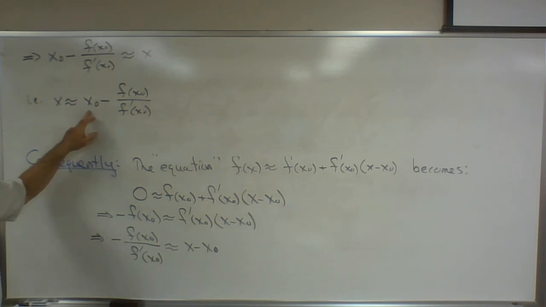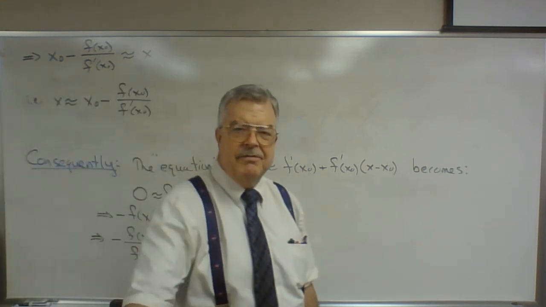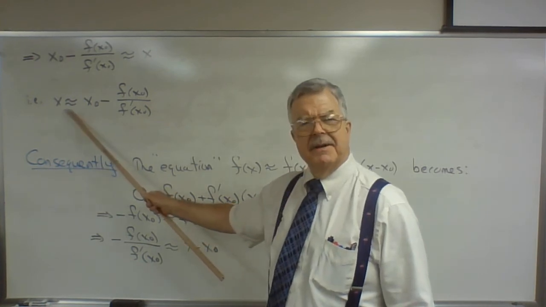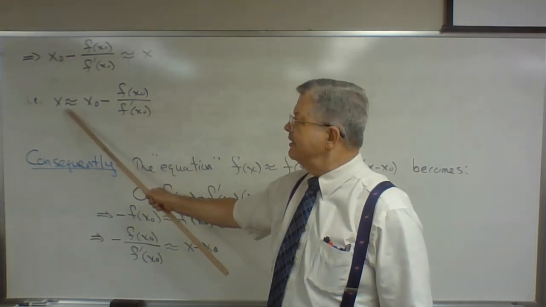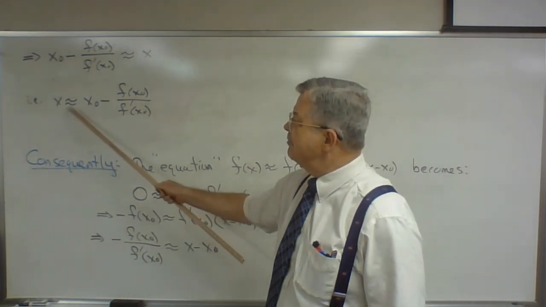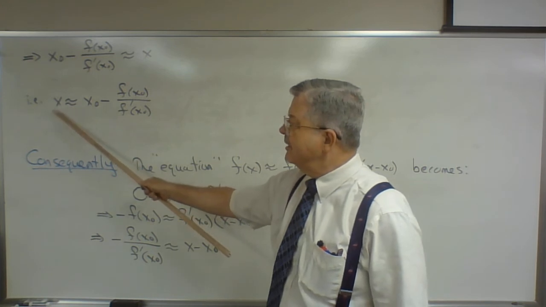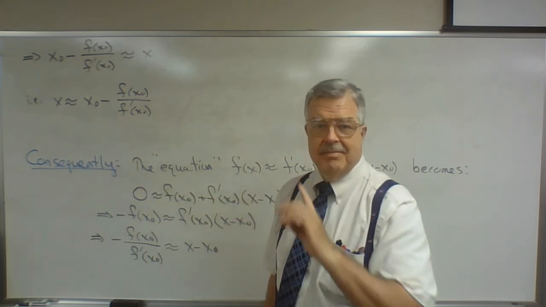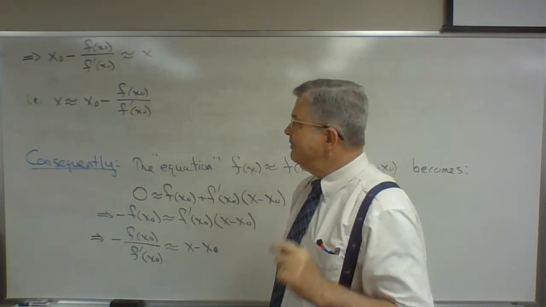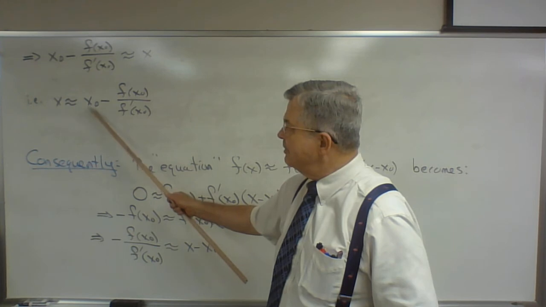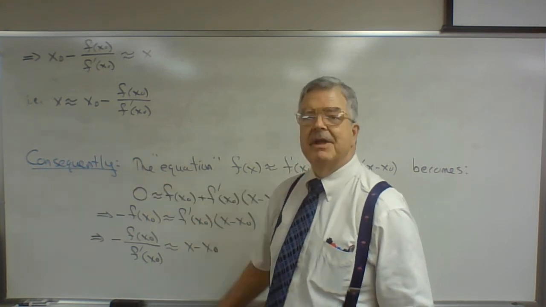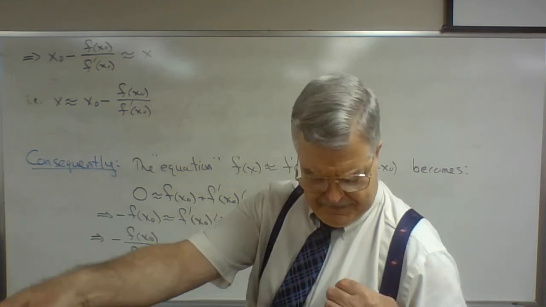We'd be done if it weren't for one thing. This is not an equal sign here. This is approximately equal. So what we have is an approximation to the value of x. This is going to be our next approximation. x naught is our initial approximation. This is going to be our next approximation.